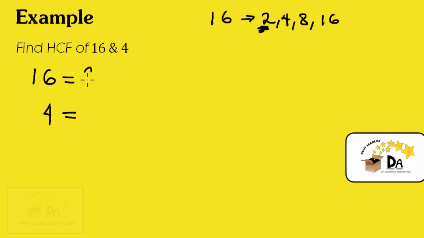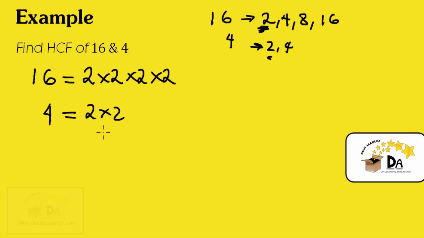So 16 can be written as 2 times 2, which is 4, times 2, which is 8, times 2, which is 16. 4, similarly, is 2 times 2. 4 only has the following factors: 2 and 4. Only 2 is prime, so 2 times 2 is 4.